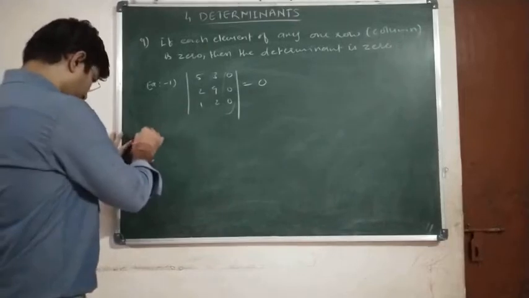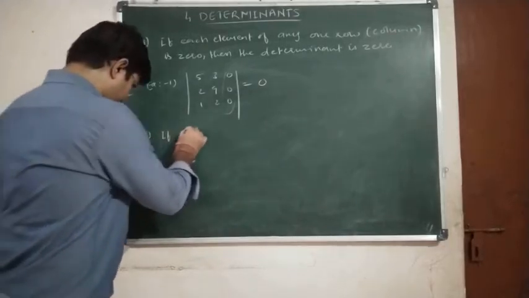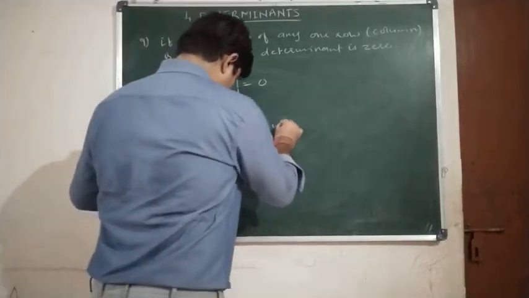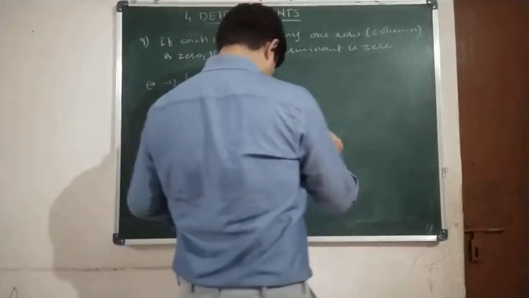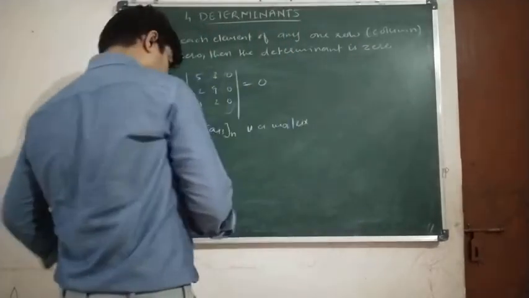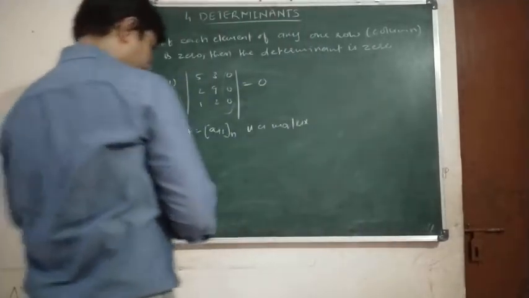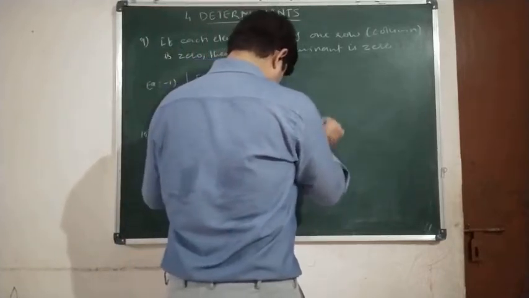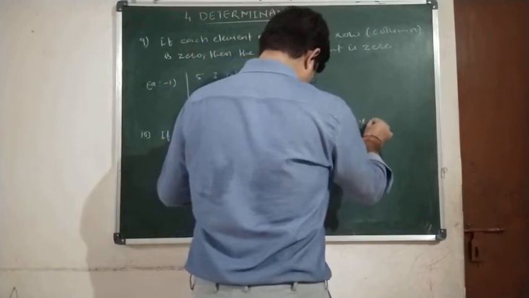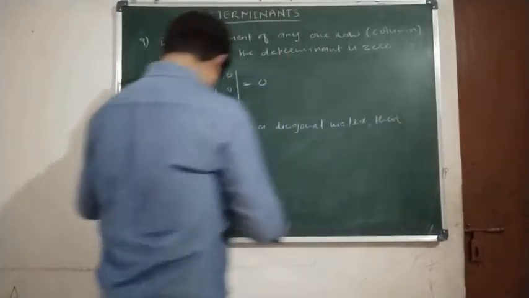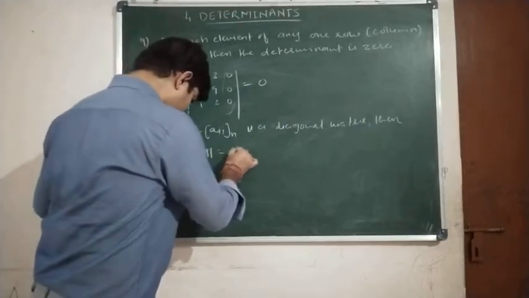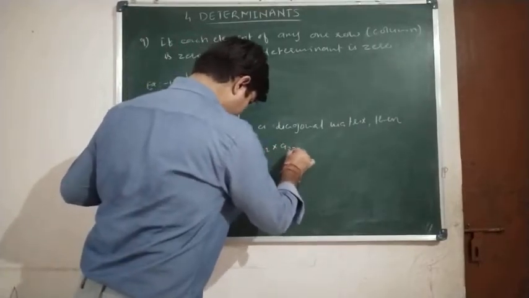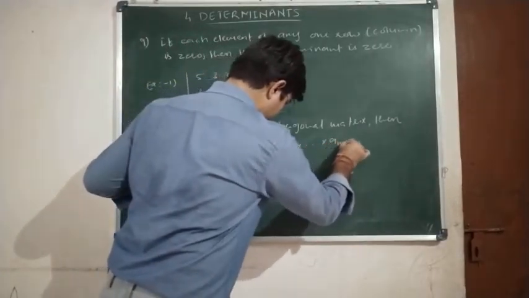Let me write down over here property number 10. If A equals Aij is a matrix, not only matrix but we will write is a diagonal matrix, then determinant of A is equal to A11 into A22 into A33 and so on into Ann.